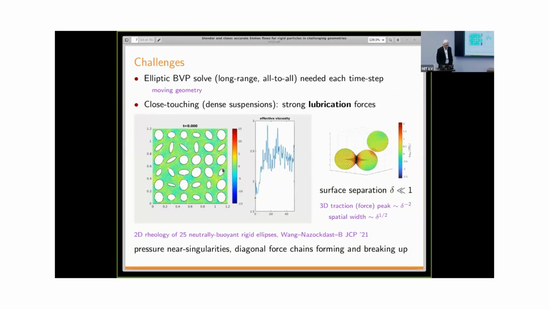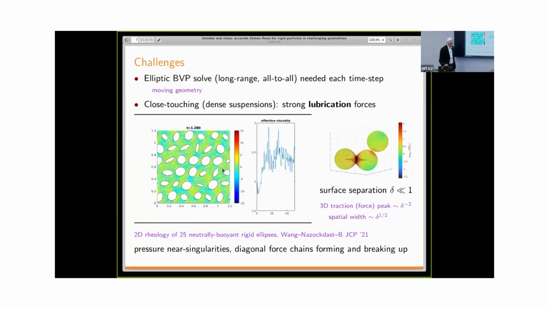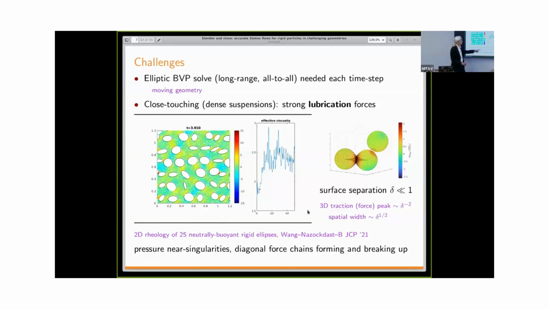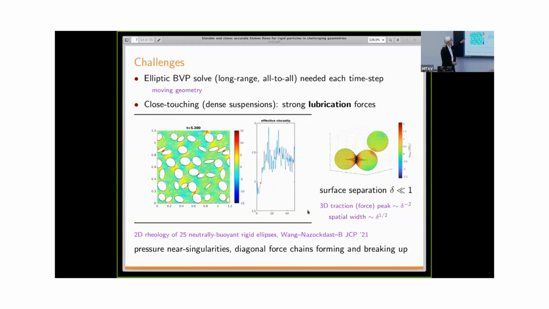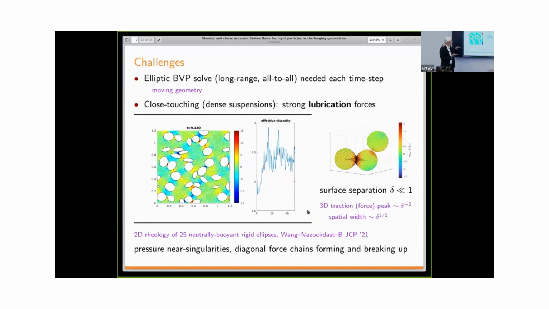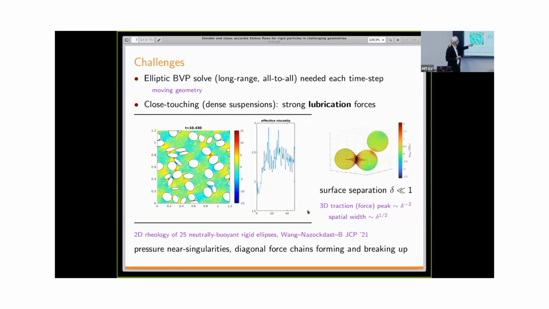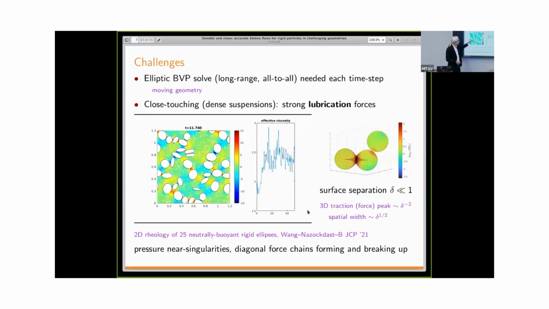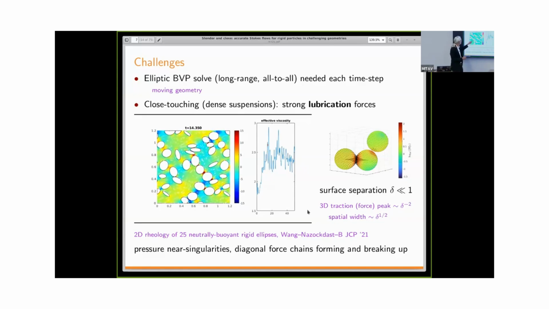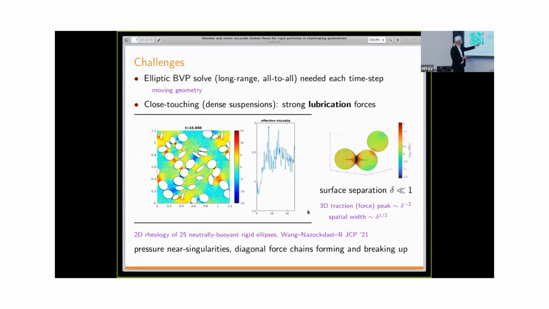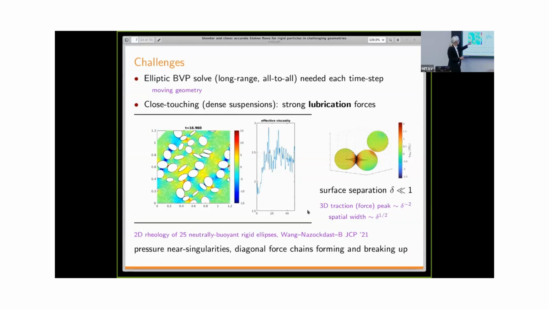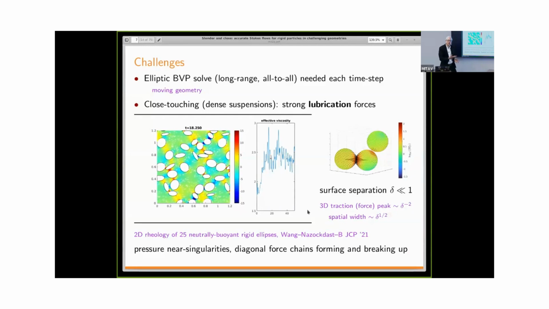So I'm going to show you a movie of a rheology simulation in 2D that I did a few years ago with Jun Wang and Essam Nasok. What's happening is these rigid ellipses are just being sheared in a fluid, and we're visualizing the pressure with the color. You can see when objects are pushing close to each other, there are near singularities of pressure. And then there are also some particles thrown in to visualize the velocity field.